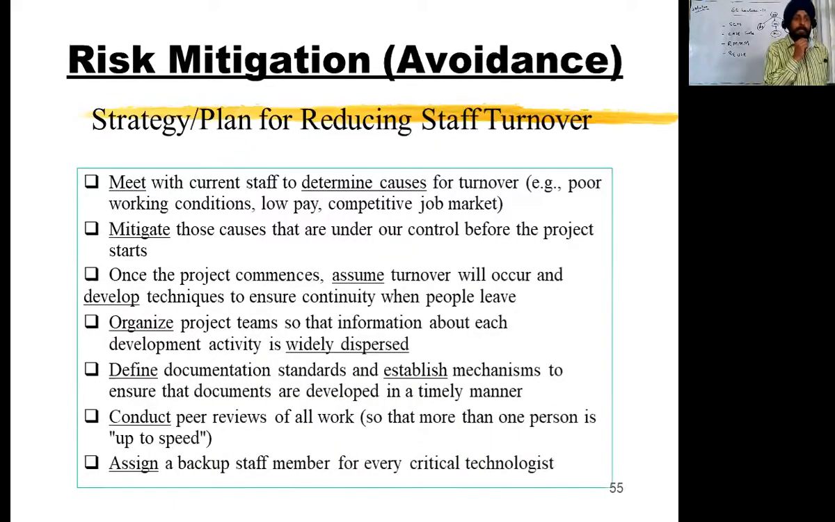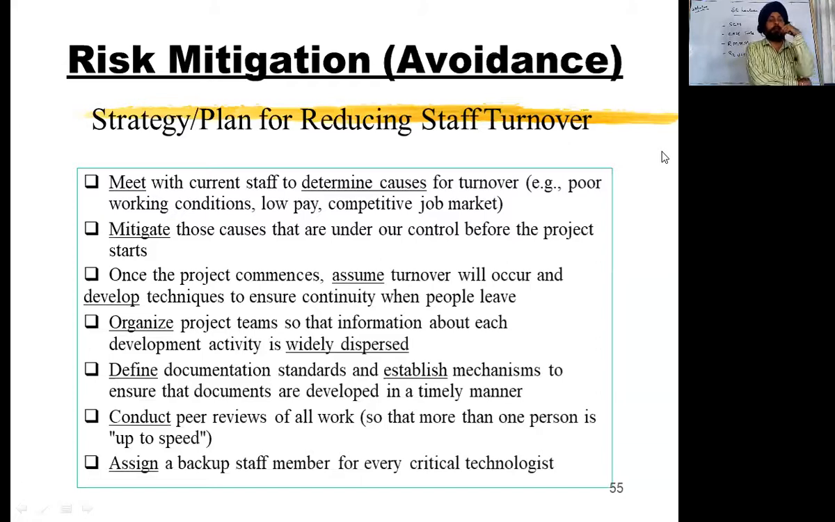These are the strategy or plan for reducing the staff turnover. We are talking about one risk here, the staff turnover. You can go through how to reduce it. Similarly, you can take any risk and give a plan or strategy on how to avoid or mitigate it. I will not explain this example in detail, so I will stop here. This is one example of mitigating or avoiding a risk: how to reduce the staff turnover.